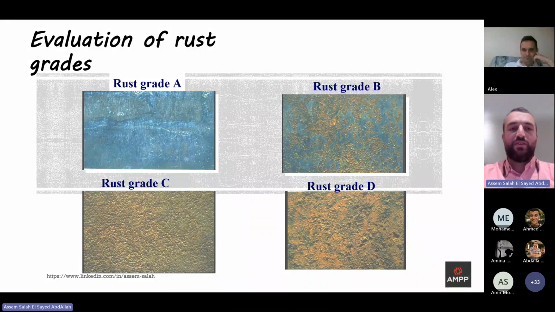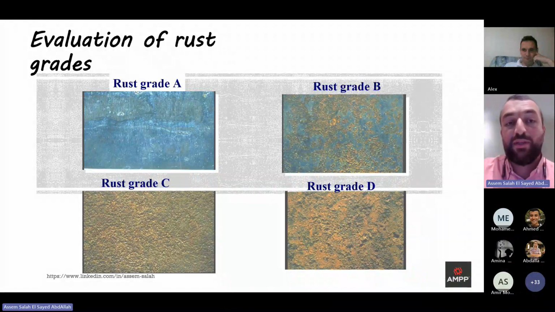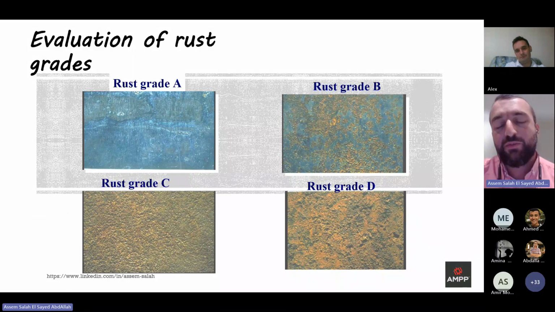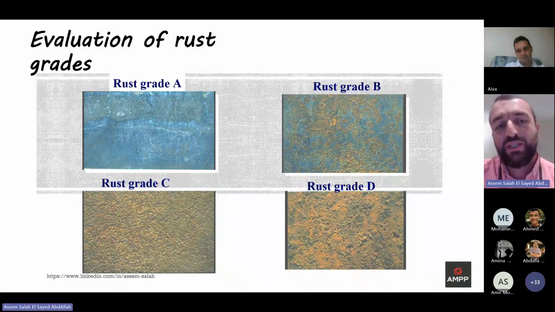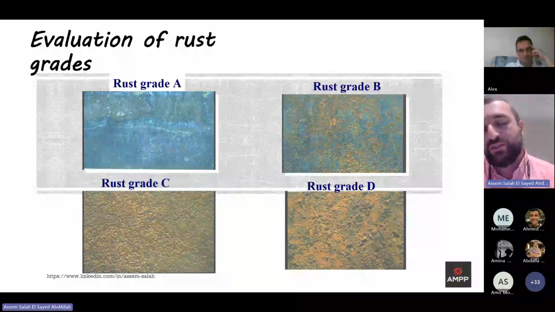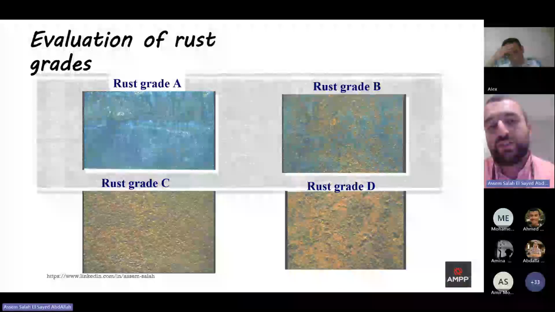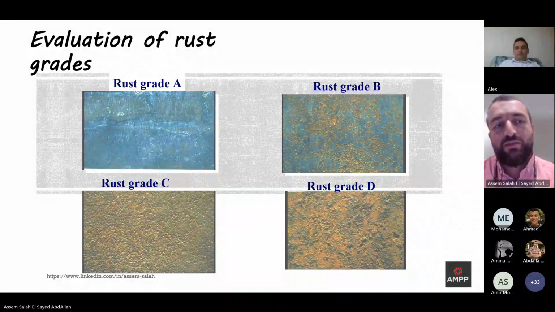In rust grade A, almost all the surface is covered with mill scale, and in rust grade B, you can see some small bits of corrosion, and you also have areas of mill scale. And in rust grade C, you will not see any mill scale, and the surface is full of small pits. And in rust grade D, you will not see any mill scale, of course, and you can see now big pits in the steel, and you can face some decrease in thickness because of the rust, right?